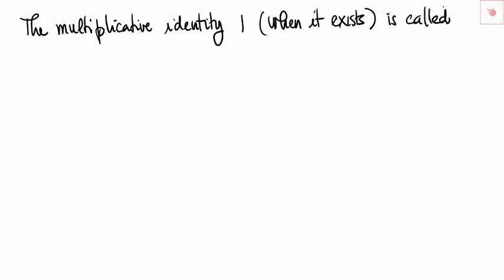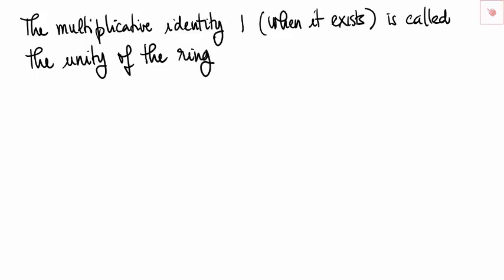Moreover, the multiplicative identity 1, when it exists, is called the unity of the ring. Again, not every ring has a unity.